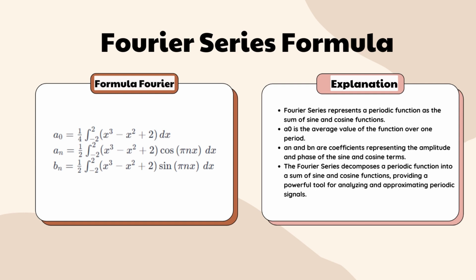As you can see, the Fourier series formula has three different formulas: a0, an, and bn. My explanation is, the Fourier series represents a periodic function as the sum of sine and cosine functions. A0 is the average value of the function over one period, and an and bn are coefficients representing the amplitude and phase of the sine and cosine terms. The Fourier series decomposes a periodic function into a sum of sine and cosine functions, providing a powerful tool for analyzing and approximating periodic signals.